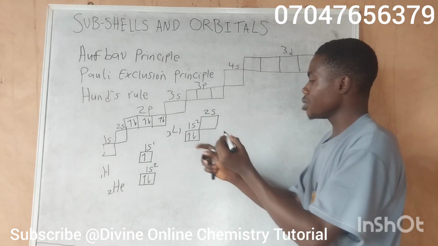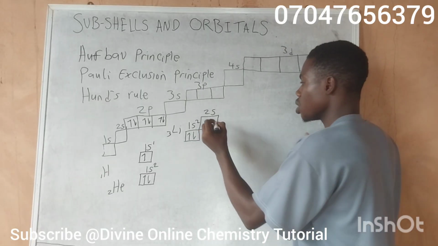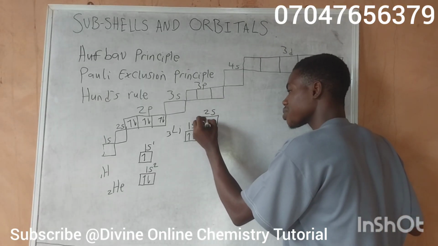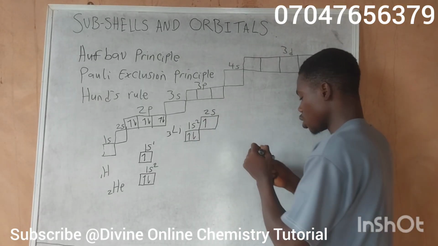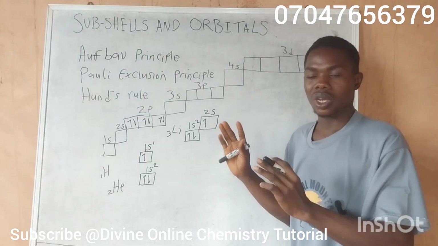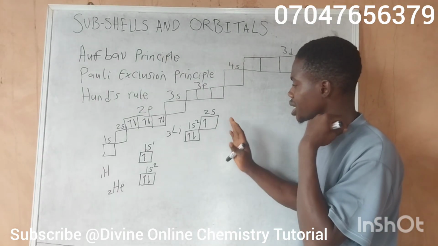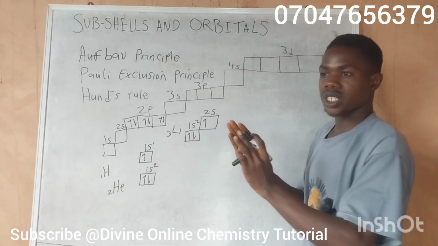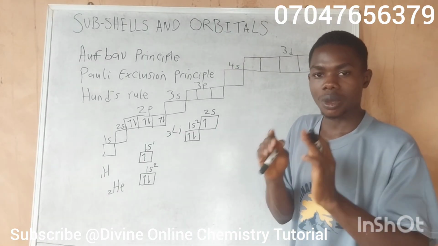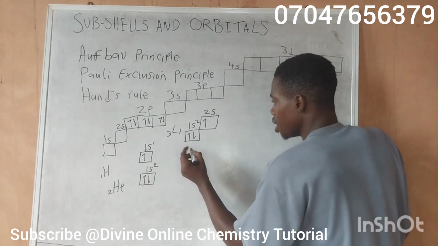Now, how many electrons remain for lithium to be complete? 1 electron. So we now put 1 here. Are you seeing it now? This is how we represent lithium in the orbital diagram. Let's move to the next one, which is beryllium.